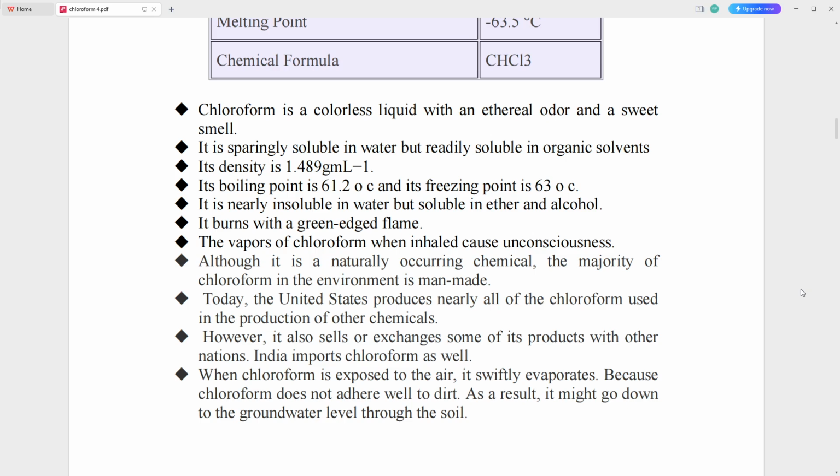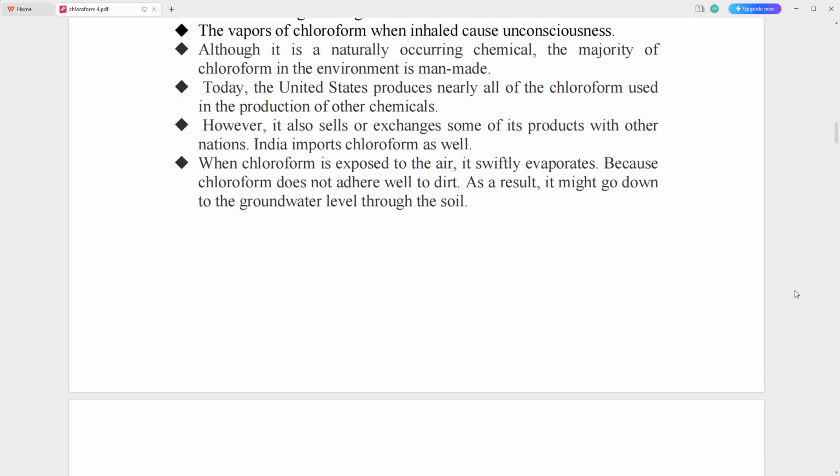Today, the United States produces nearly all of the chloroform used in the production of other chemicals. However, it also sells or exchanges some of its products with other nations. India imports chloroform as well. When chloroform is exposed to the air, it swiftly evaporates, and because chloroform does not adhere well to dirt, it might go down to the groundwater level through the soil.